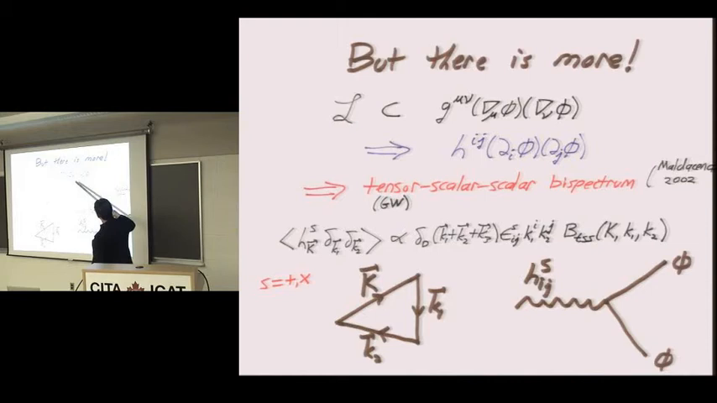So there is a tensor-scalar-scalar three-point correlation function, or tensor-scalar-scalar bispectrum, in standard single-field slow-roll inflation. We're not adding any new field to the theory. This is a generic prediction of single-field slow-roll inflation, and this tensor metric perturbation is a gravitational wave.